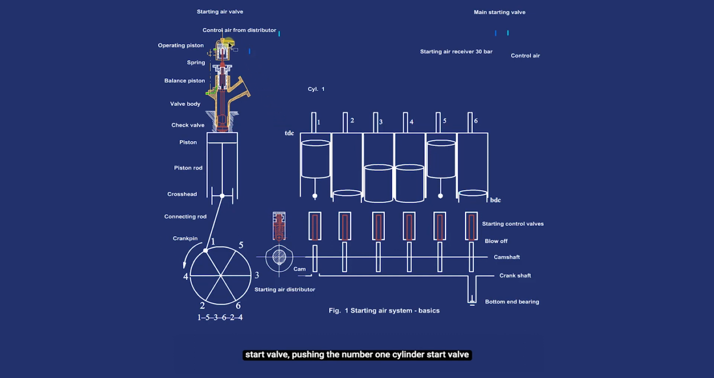pushing the number 1 cylinder start valve down to open and allow main start air to enter on top of number 1 piston. Number 1 piston moves down, making the engine crankshaft turn in anti-clockwise direction, that is in ahead direction.